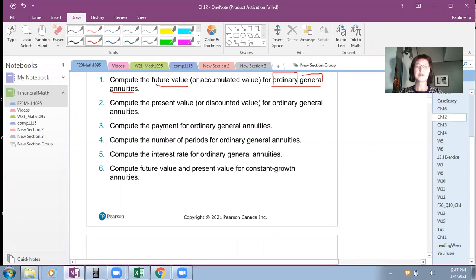So last lecture, I did a presentation about future value of ordinary general annuities. This lecture will cover present value of ordinary general annuities and payment for ordinary general annuities. Next lecture, I will do the term N and interest rate.